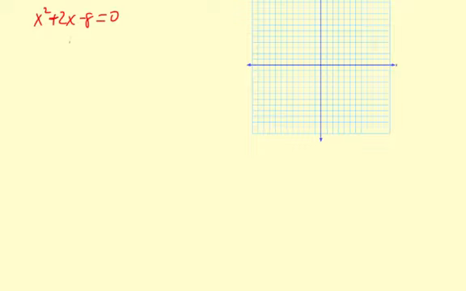So this lesson is about solving quadratic equations by graphing. Here's a quadratic equation, x squared plus 2x minus 8 equals 0. What we're going to do is write the related function. In other words, the related function for this is f of x equals x squared plus 2x minus 8. And so we're going to graph this function and look for the x-intercepts. Those x-intercepts will be the solutions to this equation.